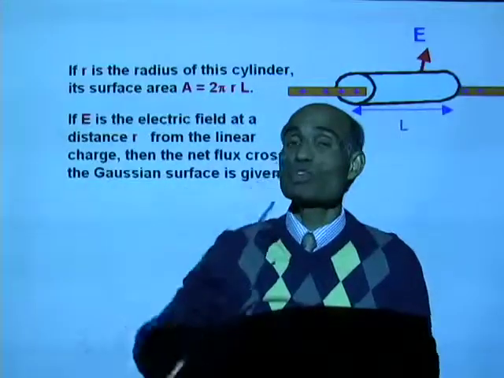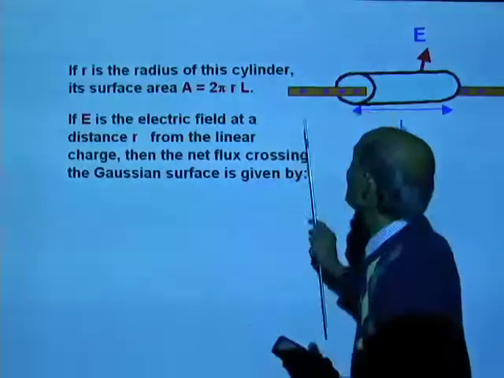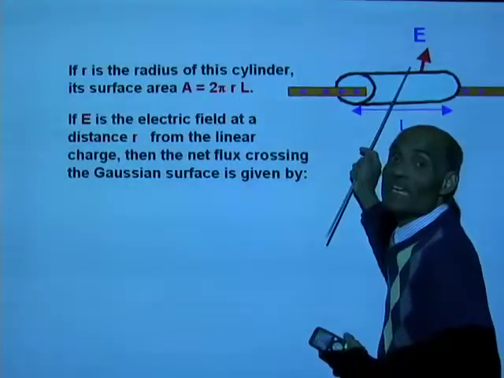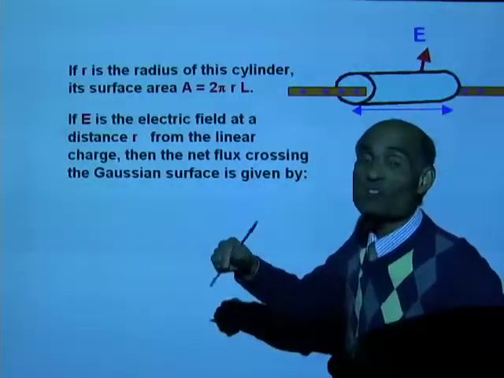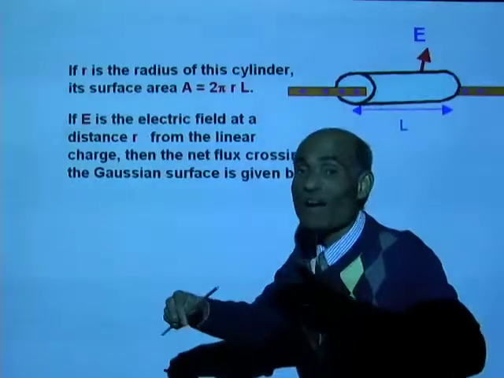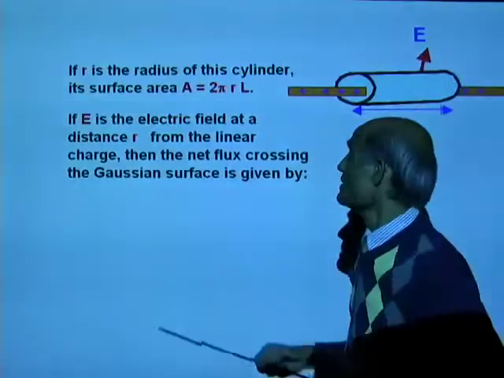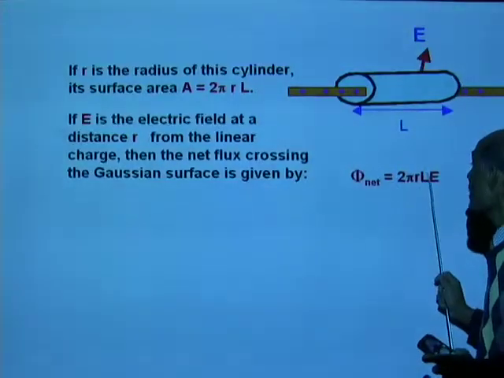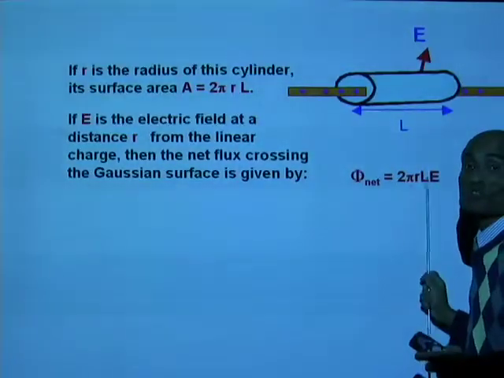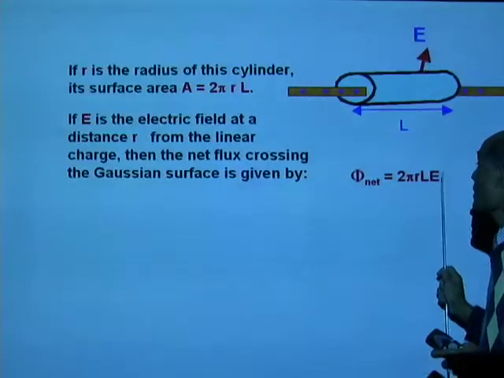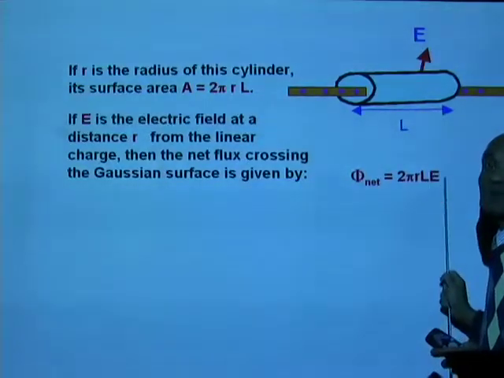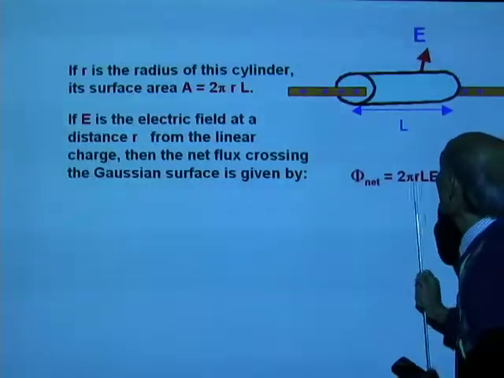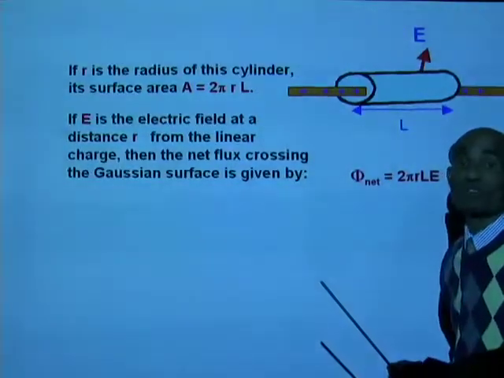The net flux crossing the Gaussian surface will be its area multiplied by E. What does E stand for? E stands for flux per unit area. So phi net is equal to the area of the Gaussian surface multiplied by flux per unit area, that is, the electric field.